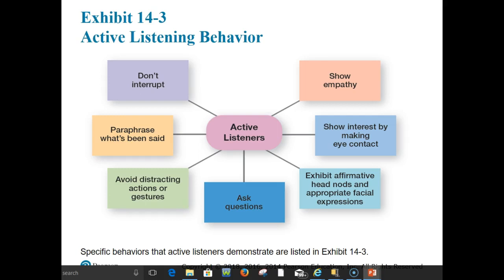So active listening behavior. Don't interrupt. Show empathy. Show interest by making eye contact. Exhibit affirmative head nods and appropriate facial expressions. Ask questions. Avoid distracting actions or gestures. Paraphrase what's been said. That's that repeating I was talking about. You want to go back and do some paraphrasing.